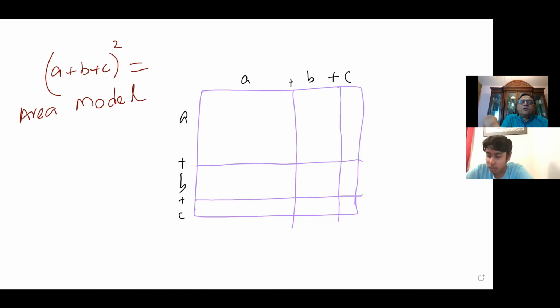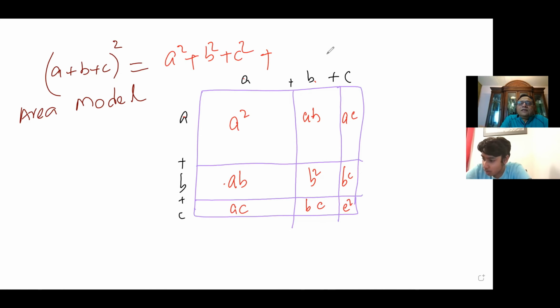Write down the areas of each part inside. So this is A square, right? This is A times B, AB. This is AC. Now let's go to this. B times A, AB. B times B is B square. And here then we have BC, and here AC, plus BC, plus C square. So what do you get? So you get A square plus diagonally B square and C square.